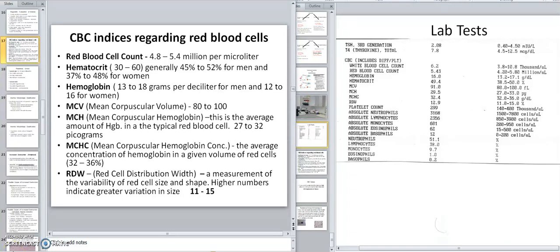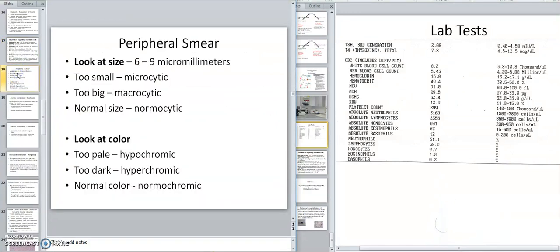Okay, class, we're back. Anemia video 2. All right, when we look at the peripheral smear, this is what we're looking at.